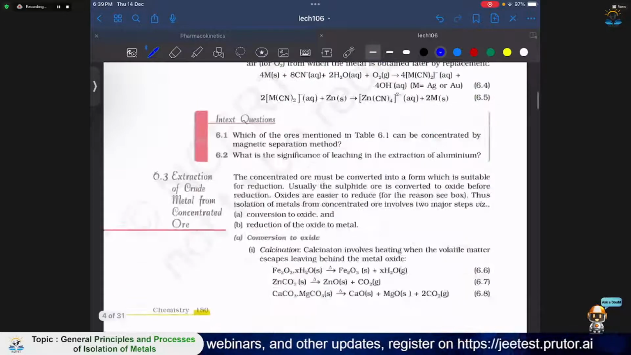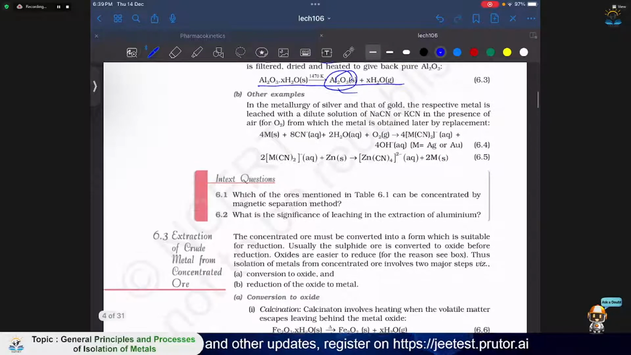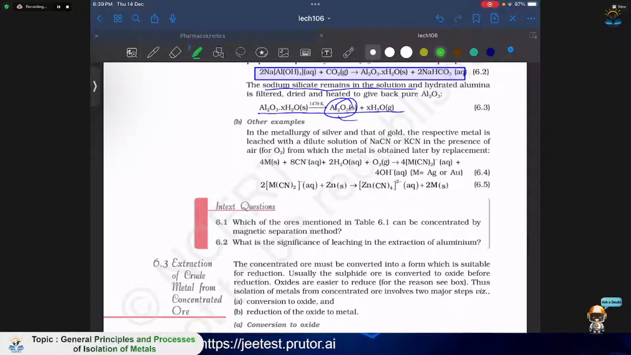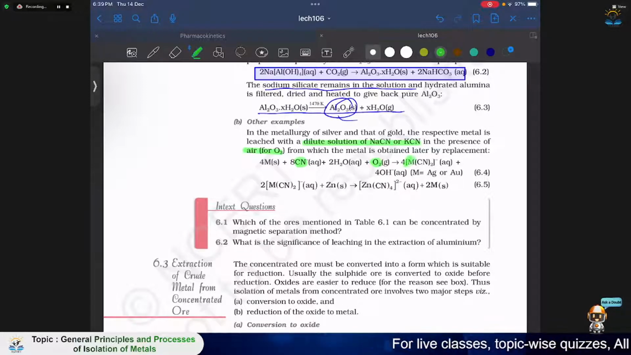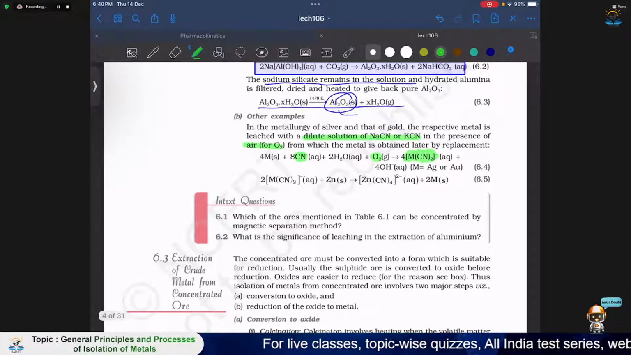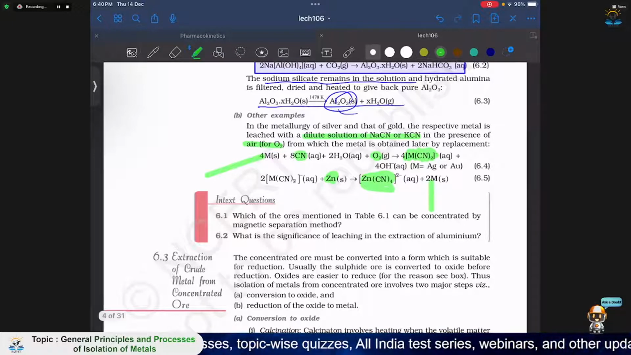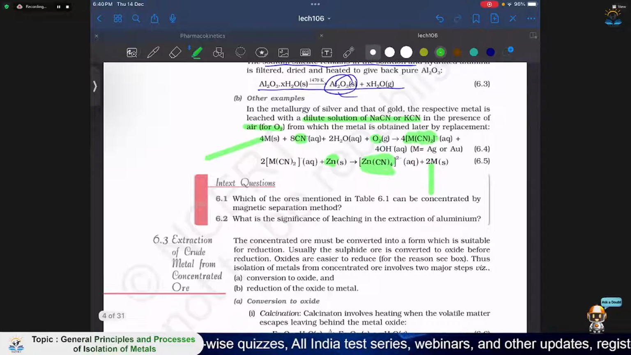Other examples: in the metallurgy of silver and gold, they use the forest reaction, where a solution of NaCl or KCl is used with air. What happens is, if you take the metal and add it with NaCl and air, you get a cyanide of the metal. And how do you obtain the metal from the cyanide? Add zinc, it will form zinc cyanide, and the metal will be freed. So you extract really rare metals by this forest reaction. This is known as the forest reaction.